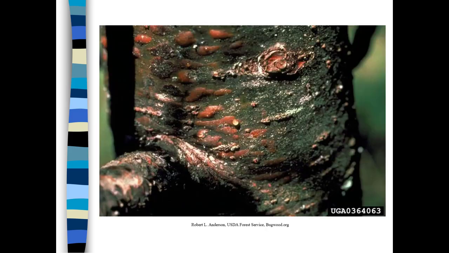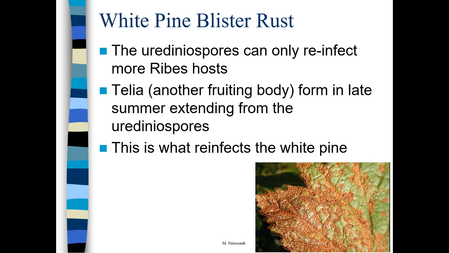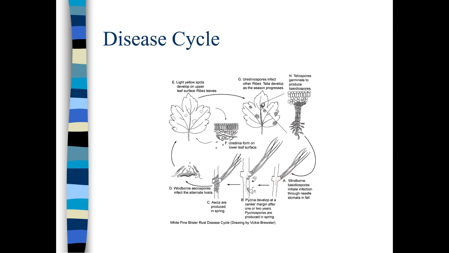This is what it looks like on the pine. Here's the underside of ribes. So the spores that are reproduced on the ribes can only go reinfect other ribes. But they do form another fruiting body late in the summer, and that extends from these spores, and this is what reinfects the white pine. So here's a picture of that life cycle.